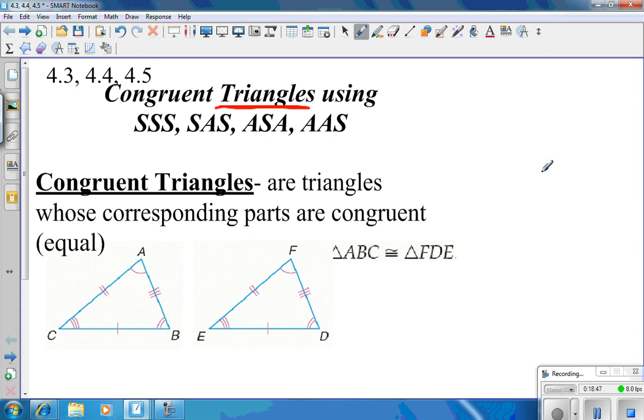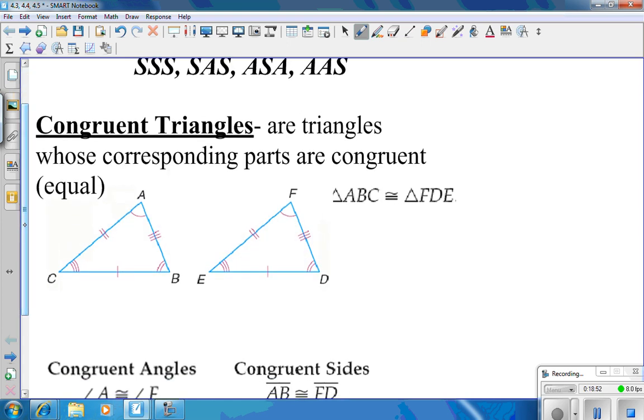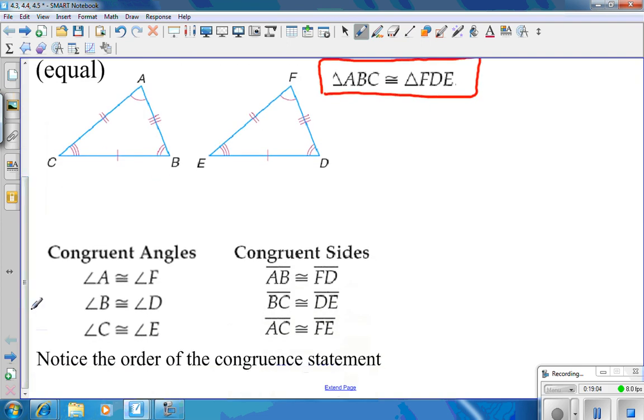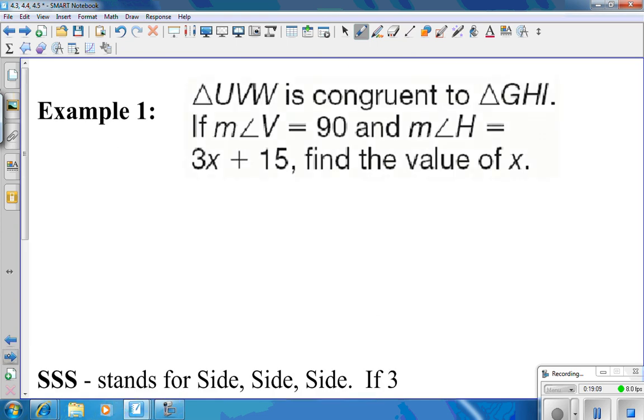And of course, congruent triangles, corresponding angles are congruent, corresponding sides are congruent. There's a congruent statement, and you're going to have to do that on your homework. Order does matter. Not the first one, but the matching information has to line up. And there's just another example of congruent angles and congruent sides. So in example 1, there's no picture. I just know I have a triangle UVW, and it's congruent to the triangle GHI. All right? So if I wanted to rewrite my congruent statement, right there it is.